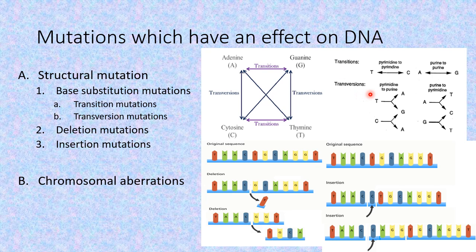And if a pyrimidine is replaced by some purine, any of the two purines, like thymine is replaced by adenine or guanine, or cytosine is replaced by adenine or guanine, or some purine is replaced by pyrimidine, that is, adenine is replaced by thymine or cytosine, or guanine is replaced by thymine or cytosine, then this type of mutations are known as the transversion mutations.